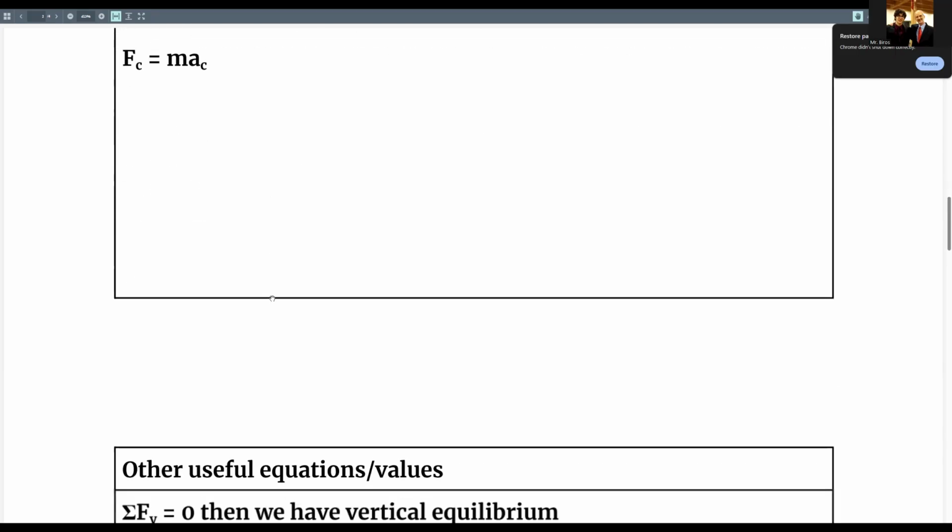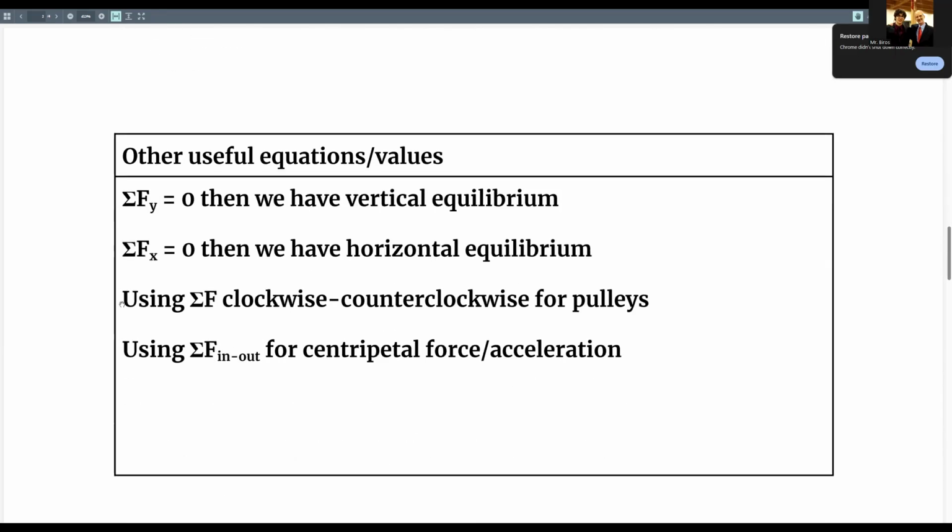They added that. Other things to remember for equations or values: equilibrium, anytime that objects are at rest or moving at constant velocity. It could mean either your y forces are balanced if you have vertical equilibrium, your x forces are balanced and add up to zero if you have horizontal equilibrium. And then knowing direction of, we would sum forces in the clockwise, counterclockwise direction for Atwood's machines and pulleys. Use a sum of forces in the in-out direction for circular motion with centripetal force.